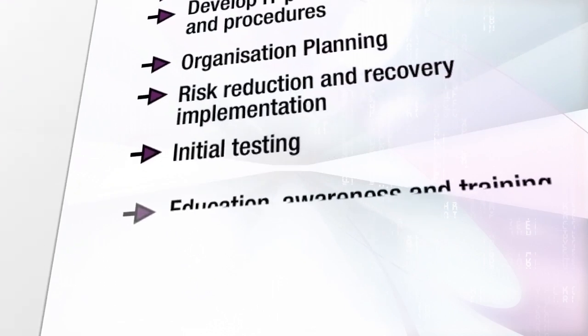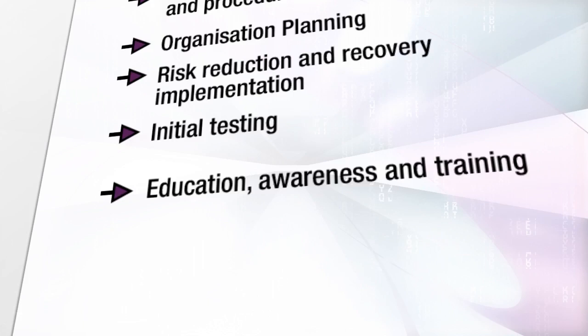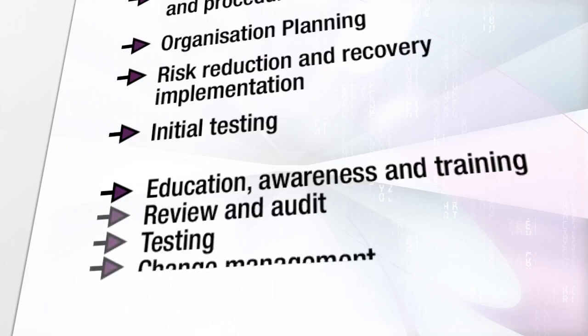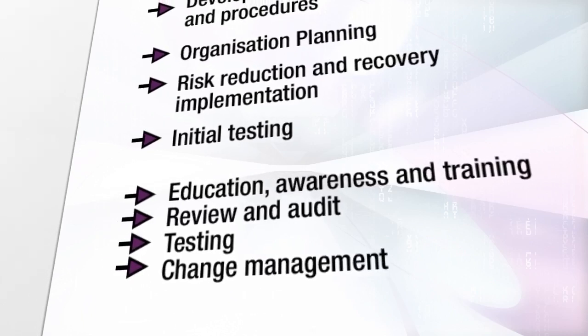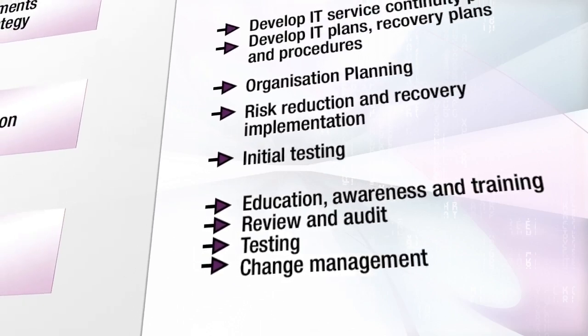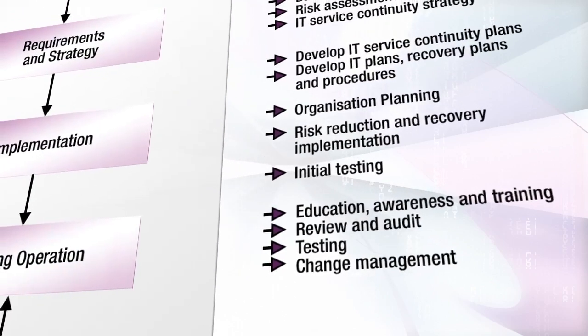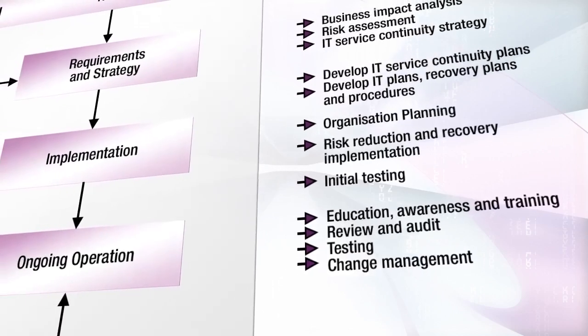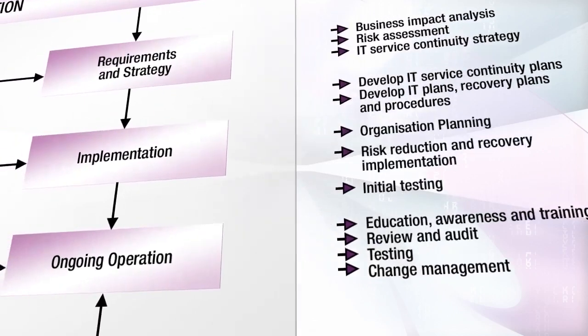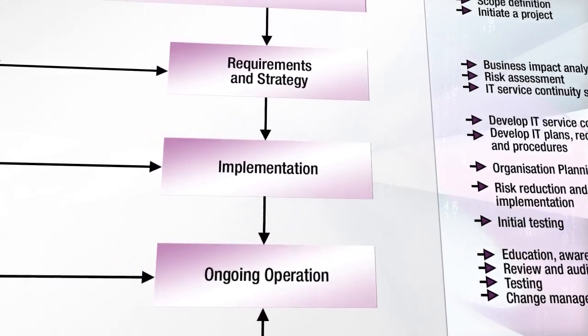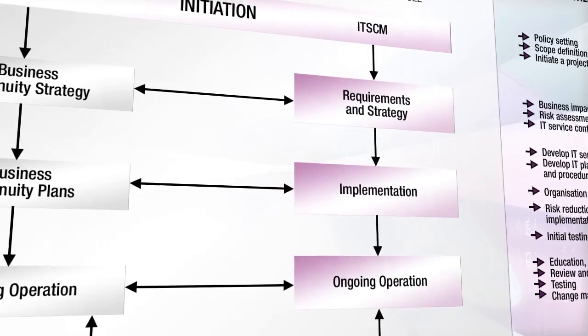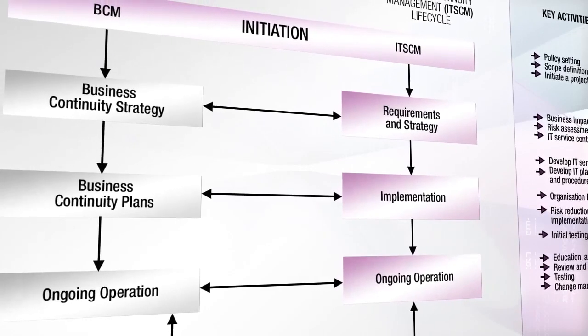Education, awareness and training ensures that all staff are aware of the implications of business and service continuity and are aware of their responsibilities within the scheme of continuity. Following the initial testing, it is necessary to establish a programme of regular testing to ensure that the critical components of the strategy are tested, preferably at least annually, and after every major business change which may affect plans. The change management process should ensure that all changes are assessed for their potential impact on the IT service continuity management plans.